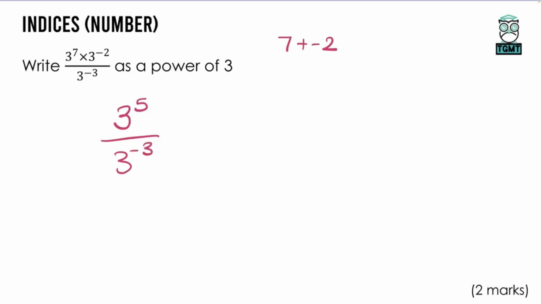Now, when we are dividing, we can subtract the powers. So the next calculation that we need to do is 5 take away negative 3. And again, you can type that into the calculator, but two negatives next to each other like this turn into a plus. So 5 add 3 would give us the power of 8. So we have 3 to the power of 8.